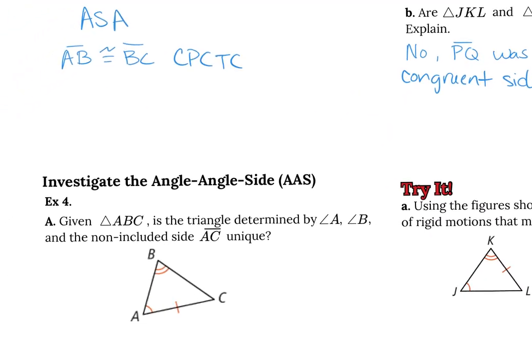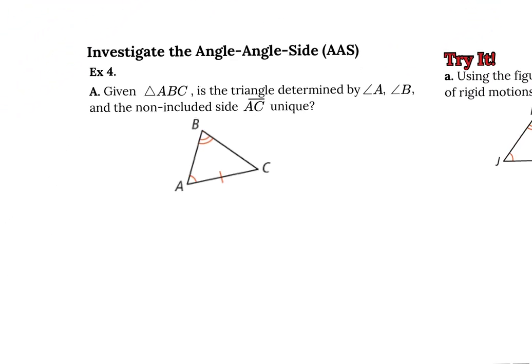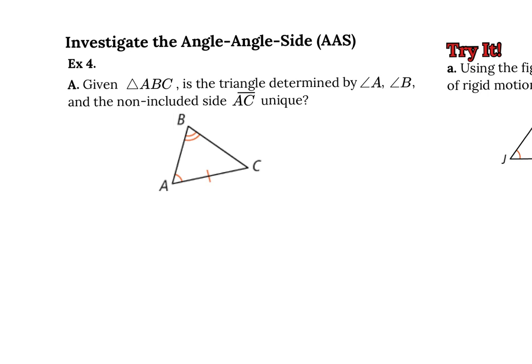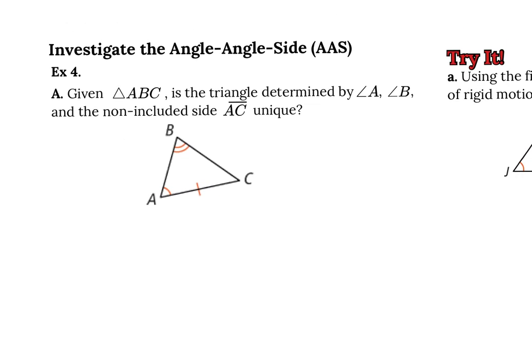Next we're going to look at angle-angle-side. Given that triangle ABC is the triangle determined by angle A, angle B, and the non-included side AC, is it unique? The first thing we're going to do is assume that triangle ABC is not unique and that there is another triangle. So let me create a triangle and label it DEF.